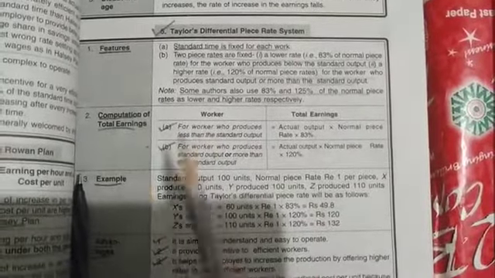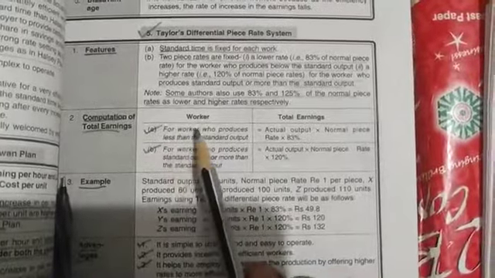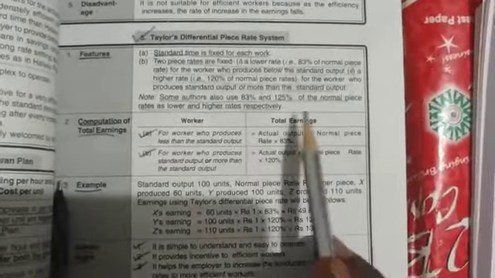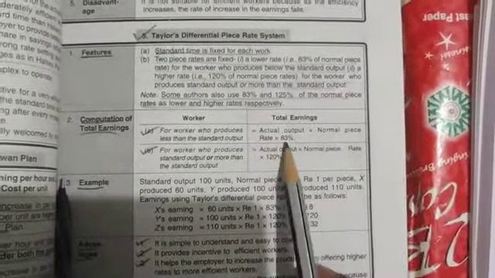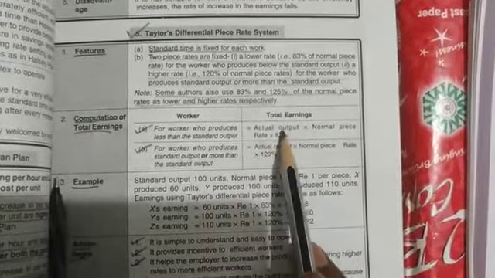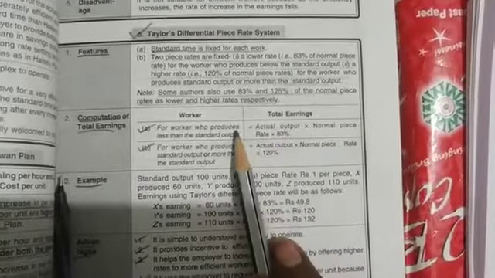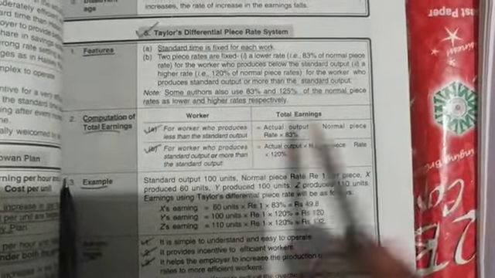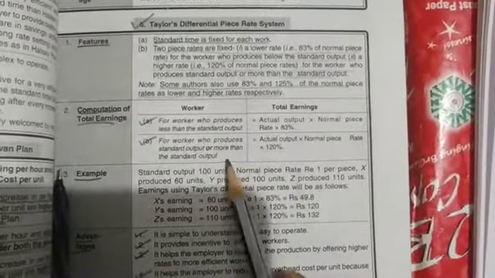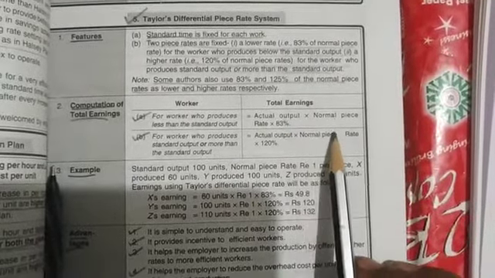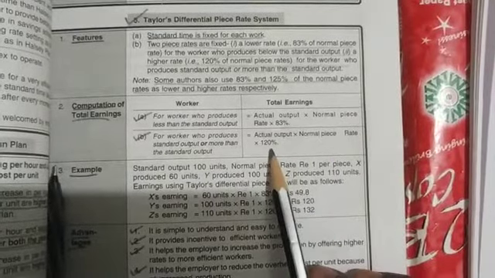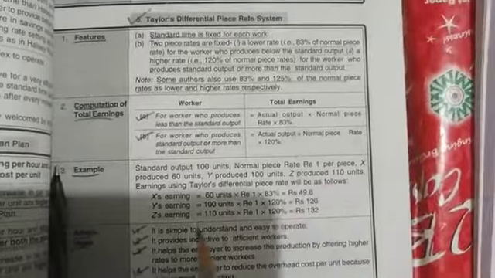Computation of total earnings: how to compute the total wages. For the worker who produces less than the standard output, which will be given in the question, the formula is actual output into normal piece rate into 83%. And for the worker who produces the standard output or more than the standard output, the formula is actual output into normal piece rate into 120%, instead of 83%. That's it. Now we have an example here.